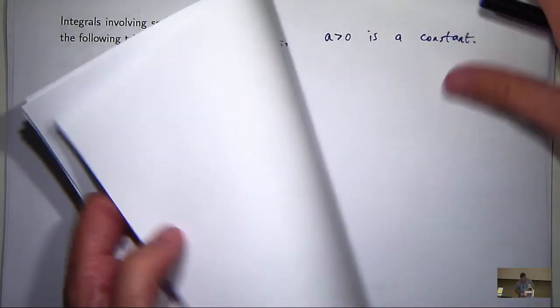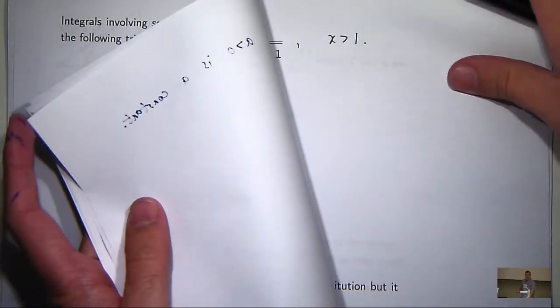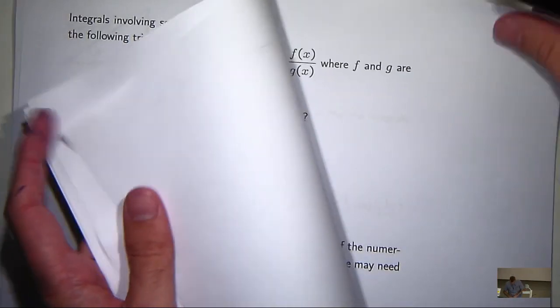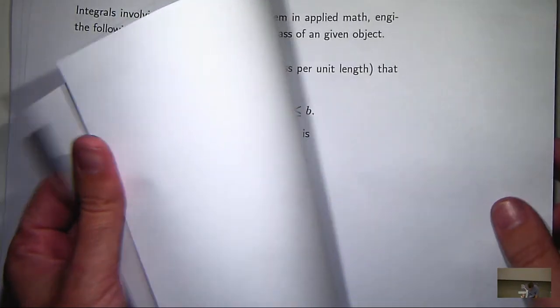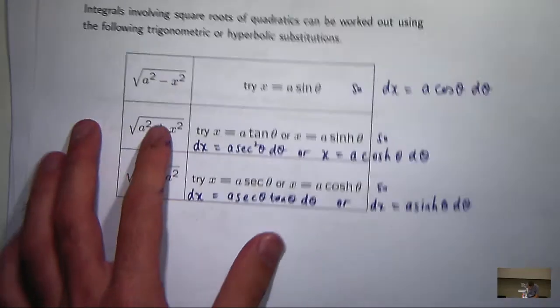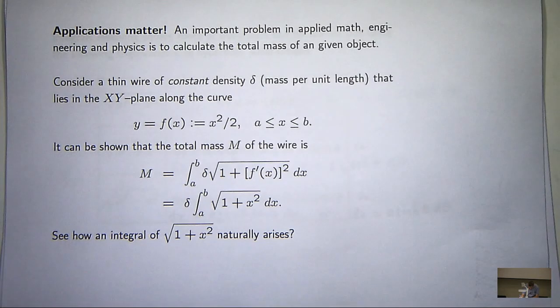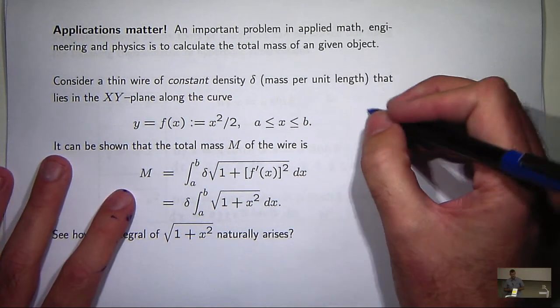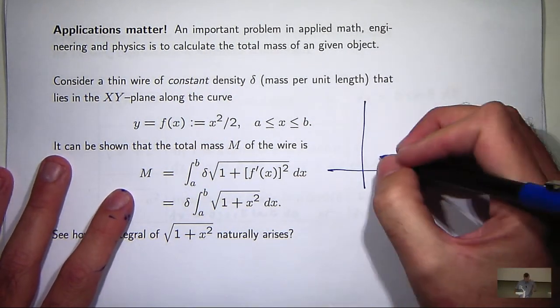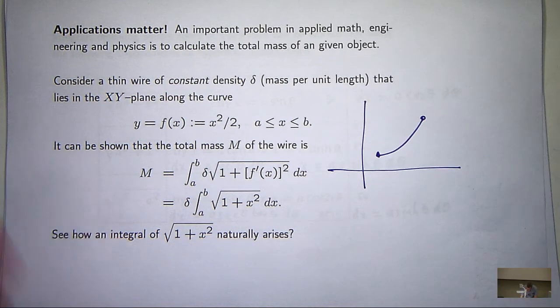Here we go. All right. Now, why and how would you want to integrate something involving a quadratic and a square root sign? Well, that's a pretty good question. Imagine that you have a piece of wire that when laid out in the xy plane, traces out the curve y equals x squared on 2.